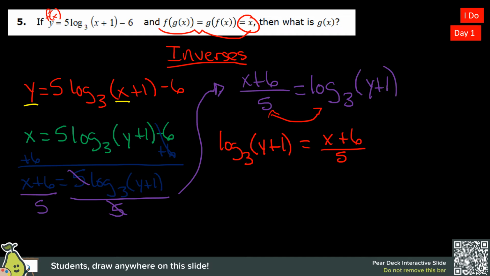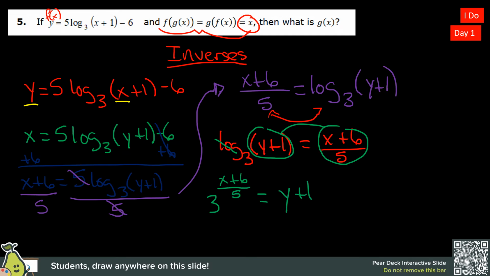And so what we're going to do here is write this in exponential form. And you'll recall, to write this in exponential form, we take this value here and this one here, and we switch them while dropping the log. So we're going to get 3 to the power of x plus 6 over 5 equals y plus 1. Cool.